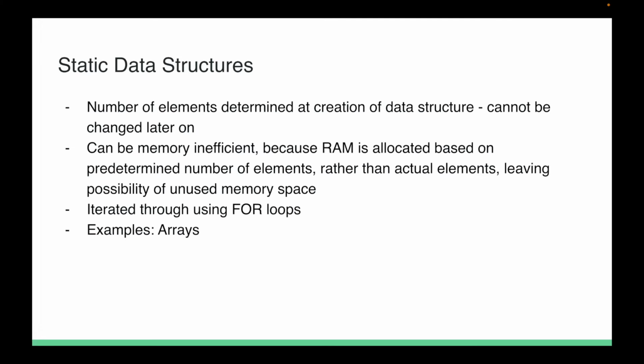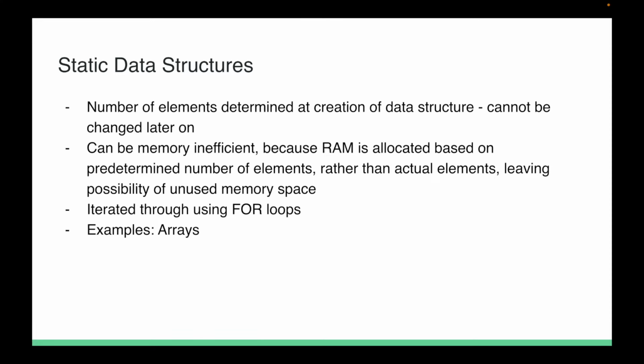Now, we're going to be talking about two types of data structures. The first one is static data structures. Static data structures are basically arrays. That's the most common static data structure that you see in the IB. What a static data structure means is that the number of elements is determined at the creation of the data structure, so it can't be changed later on.